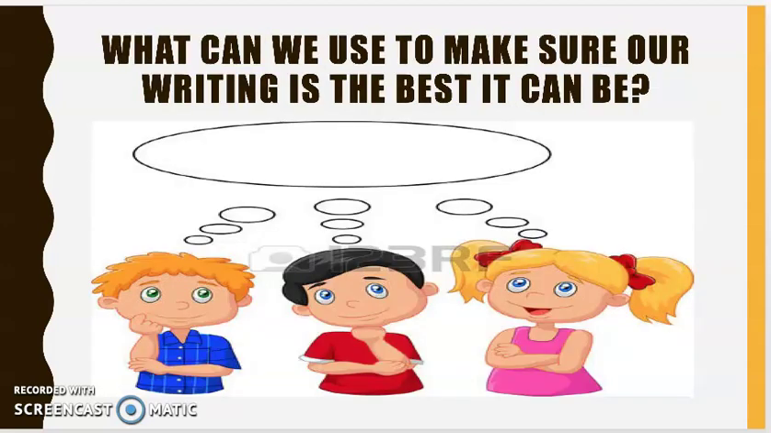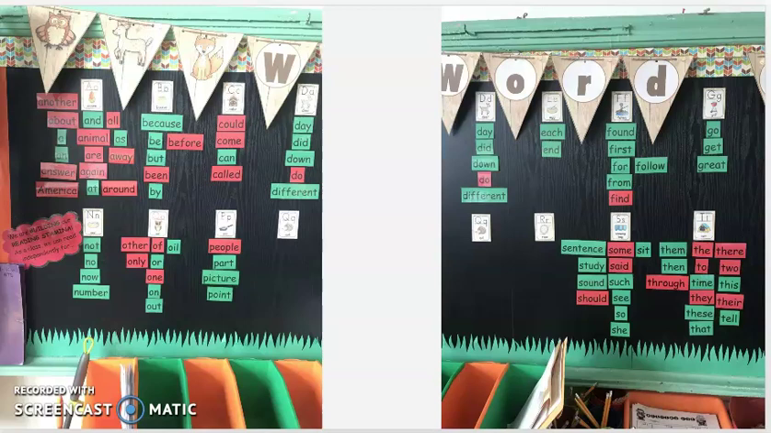So I want you all to stop and think, what can we use to make sure our writing is the best it can be? What are some things that we can use? Let's take a few seconds to just stop and think. We can think back into the classroom, what do we use? And now that we're home, what can we use? So one thing that we can use is our word wall. So here I have uploaded a word wall with some green and red words that might be in your classroom that might help us edit our work today.